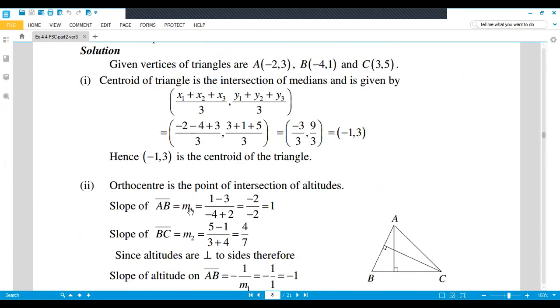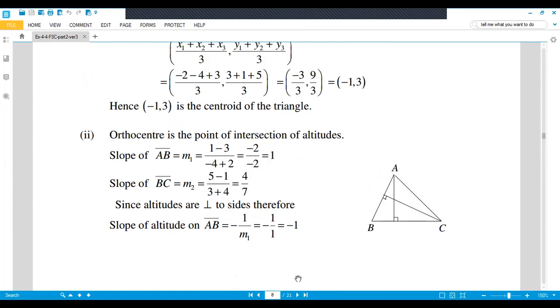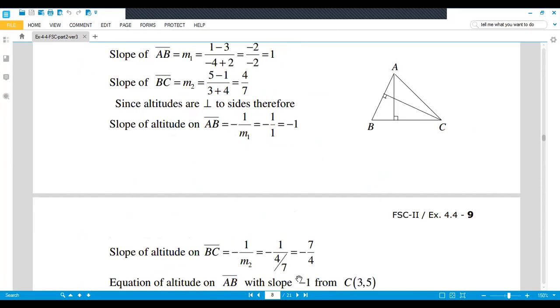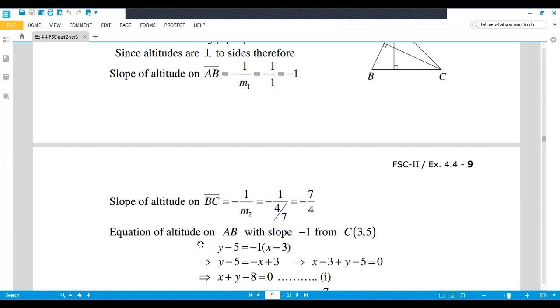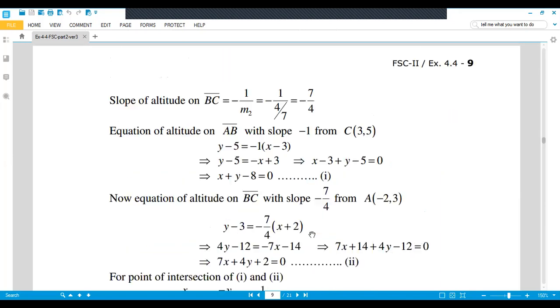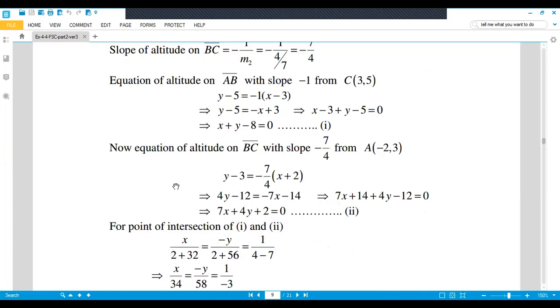So this is the centroid of the triangle. Then the orthocenter. For the orthocenter, first we find the slope of AB, then the slope of BC. The altitudes are perpendicular to the sides. So the slope of the altitude on AB is minus 1 over m1, that is minus 1. Then for the altitude on AB with slope minus 1 we take the equation from C, and then the equation of the altitude on BC with slope minus 7.